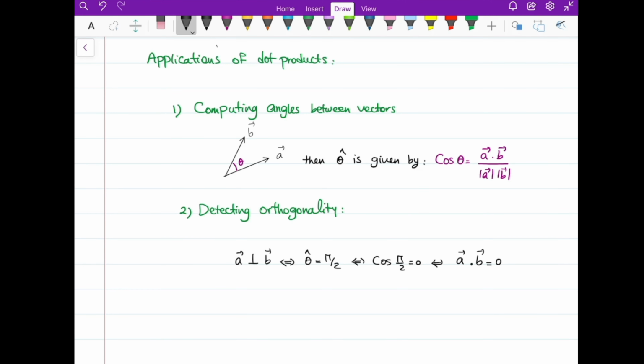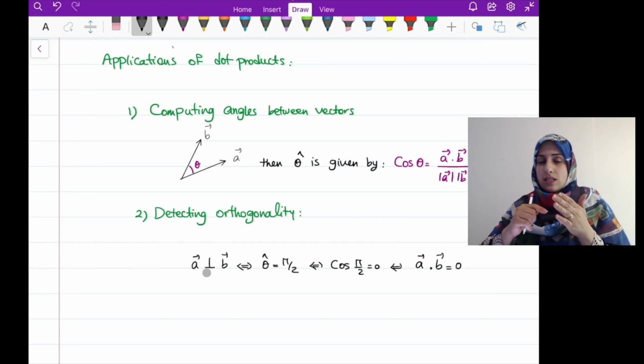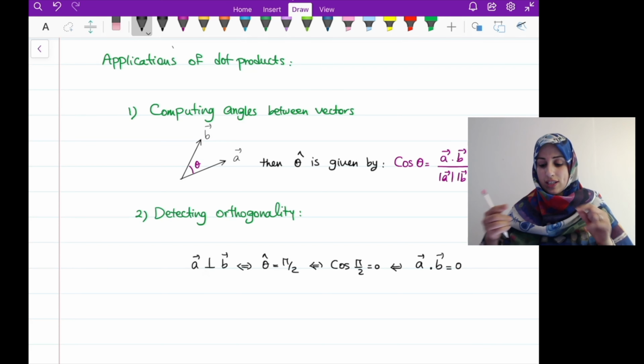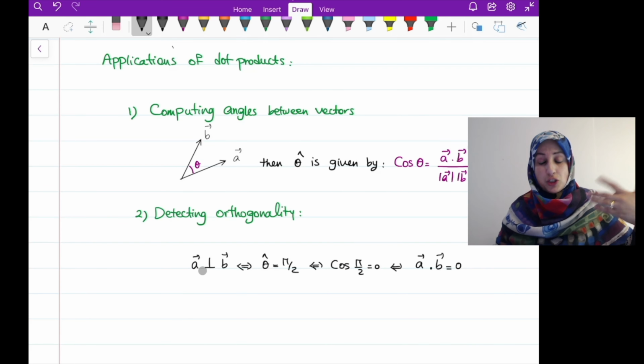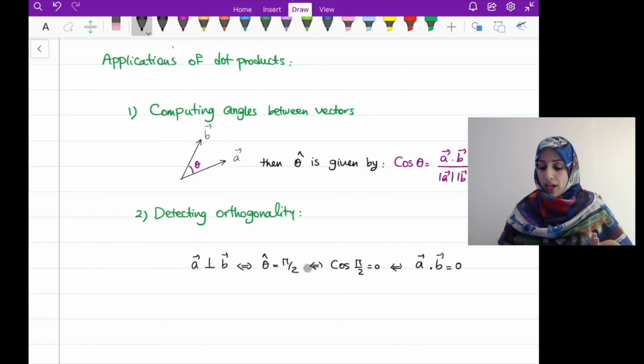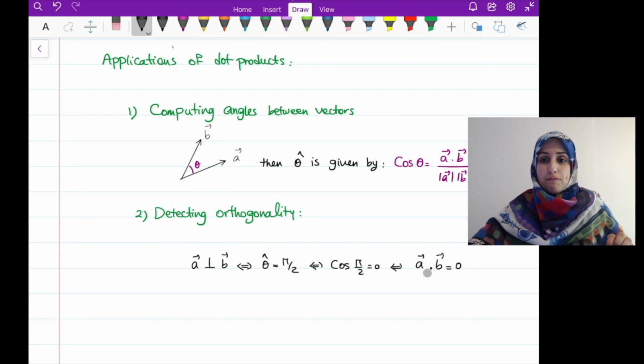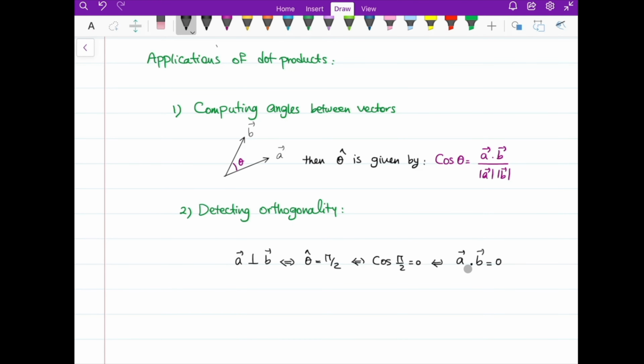The number is 0, so it doesn't have any meaning to say that we have two vectors orthogonal to each other in a space. If we have a vector and another vector here, we cannot say what the definition is. That's why the definition of two vectors being orthogonal to each other is to have the dot product of them equal to 0. That's why we use this as a definition.